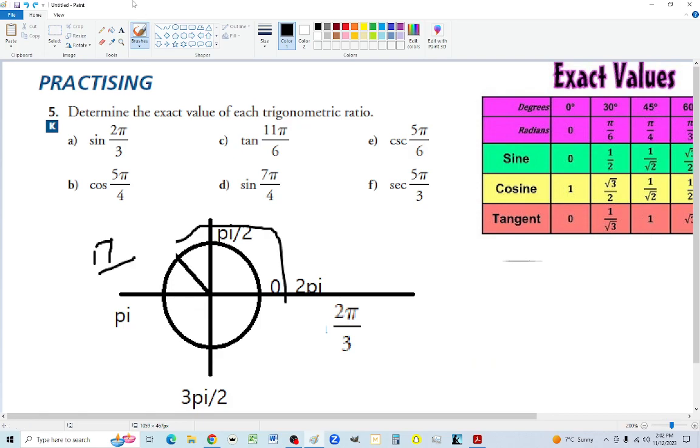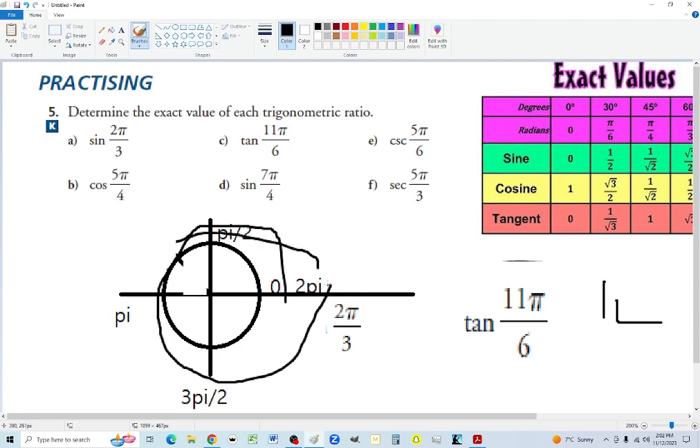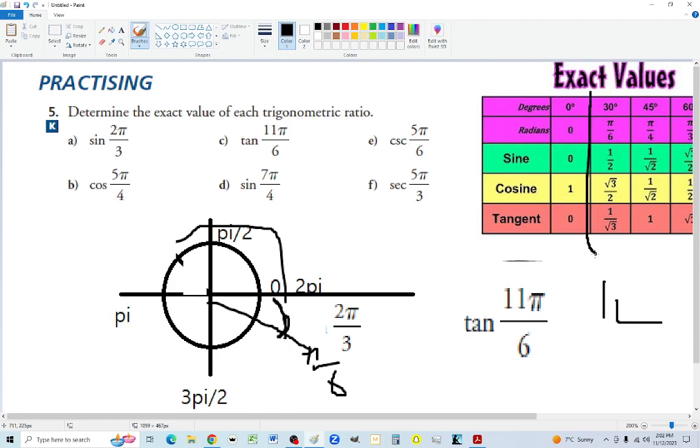Just do that over and over and over again. So if you look at this one, it's 11/6. 12/6 would be all the way around to 2 pi, which means we're 1/6 short, which means the acute angle here is pi over 6, which is 30 degrees.